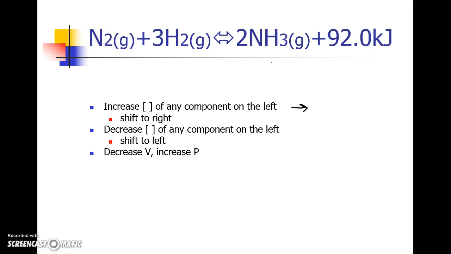If we decrease the volume, which will therefore increase the pressure, it's going to compensate by looking at the moles of gas. So in this case, I have on this side 1 mole plus 3 moles, so I have 4 moles of gas. And this is only gases that it looks at. If there's any aqueous, liquid, anything else in the reaction, it's not a part of it. And on this side, I have 2 moles of gas.